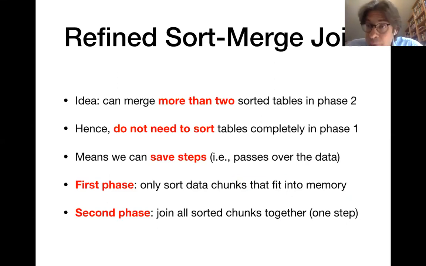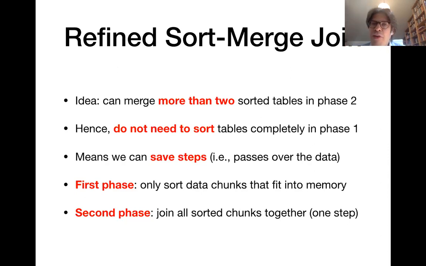We can exploit that by not completely sorting the tables in the first phase of the join. So far, we assumed that those 2 input tables are completely sorted before the second phase of the join starts, but that is not really necessary. If you don't need to sort the 2 tables completely, it means that we save a couple of passes over our data, and that means we are saving quite a few page read and write operations.